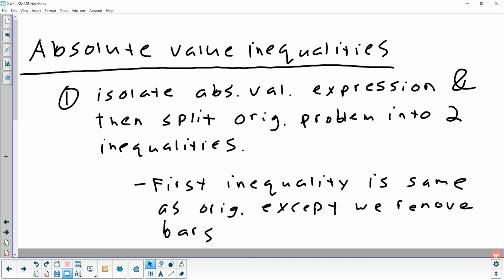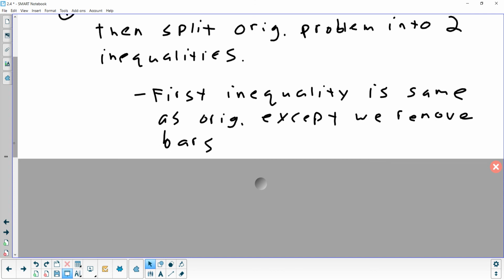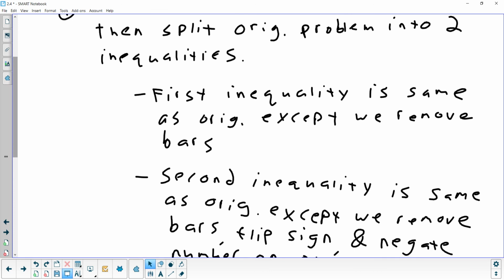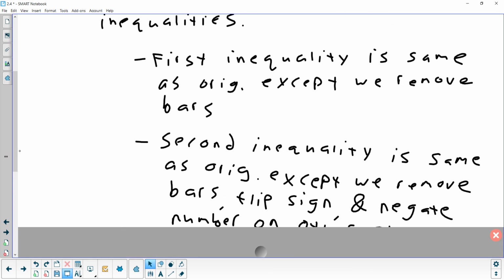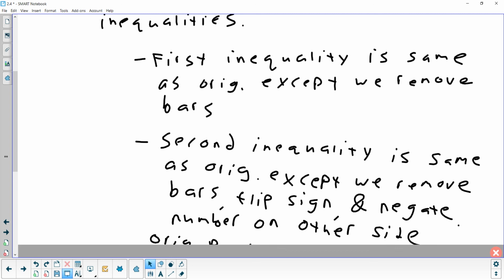But think about what happens when you change the sign of a number with an inequality, or if you divide it by a negative. What else would you have to do if you divided an inequality by a negative? Yeah. Flip the sign. Yeah, we'd have to flip the sign. Okay, so that's going to be the extra step. So inequality number 1, same as the original problem, take away the bars. Inequality number 2, same as the original, except take away the bars. We're going to change the sign. That's the same as yesterday, but this is the extra part. Flip the sign. All right, so we're still negating the number just like we did yesterday. But now we have to flip the sign.